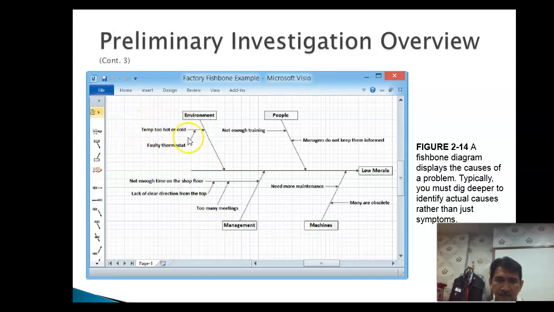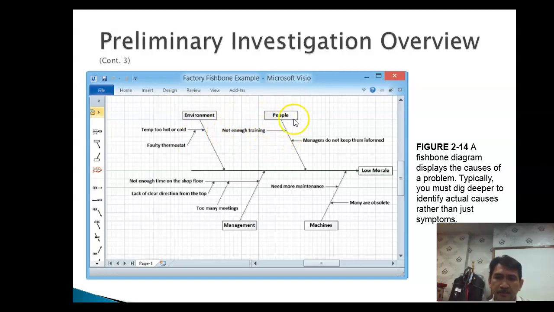These are the symptoms. Okay, symptom: too hot or too cold. For example, when you interview, you mention that the environment is too hot, the room is too hot. If we go to another department, they say maybe the room is too cold. Okay, it is something wrong with the thermostat. So this is one of the components in the aircon system.